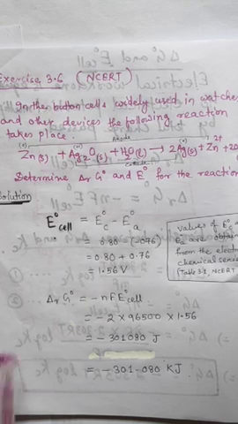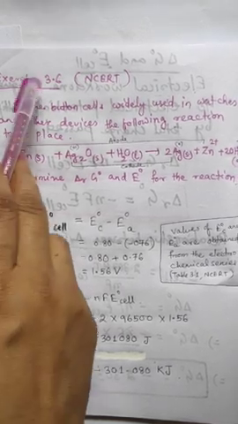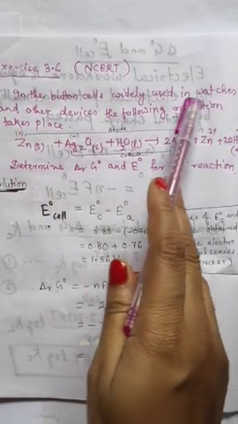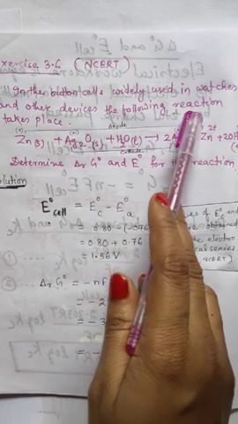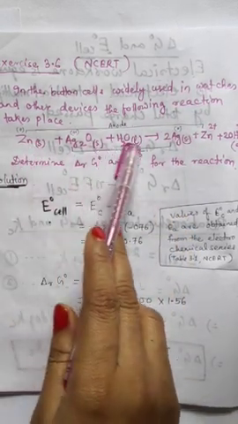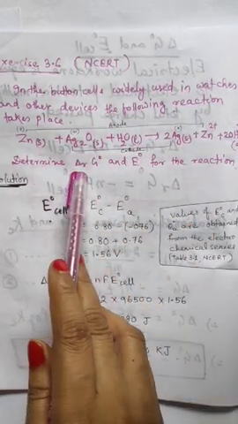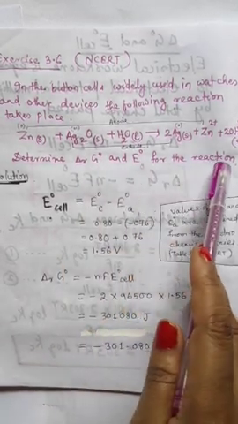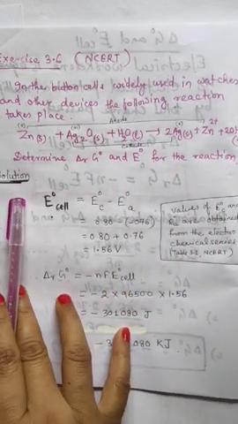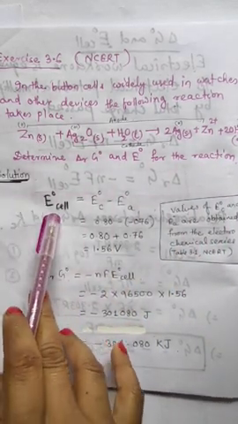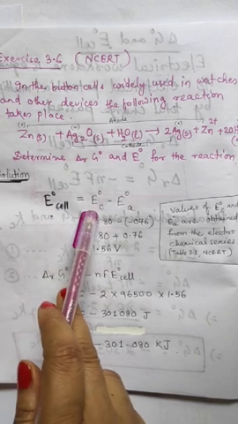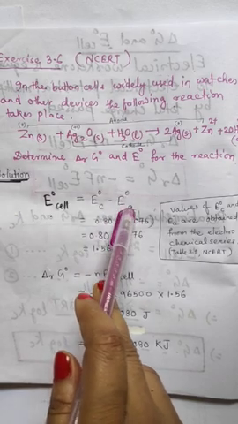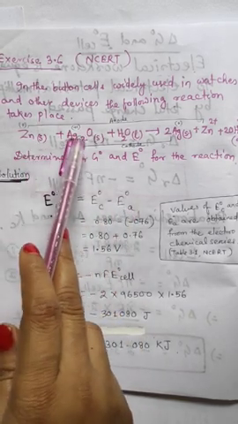Let us solve one question, exercise 3.6 of the NCERT book. In the button cells widely used in watches and other devices, the following reaction takes place. Determine the standard Gibbs free energy change and the standard cell potential for the reaction. Now how will we solve it? We know that the standard cell potential is equal to the standard electrode potential of the cathode minus the standard electrode potential of the anode. Here, the first thing you have to do is identify the anode and cathode.